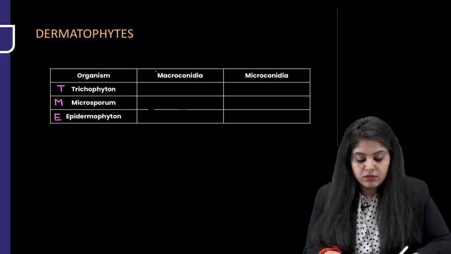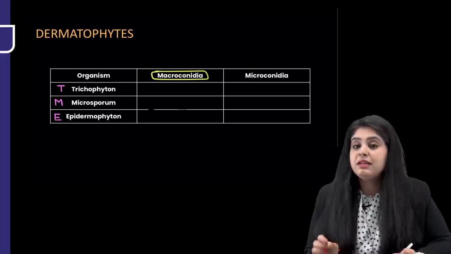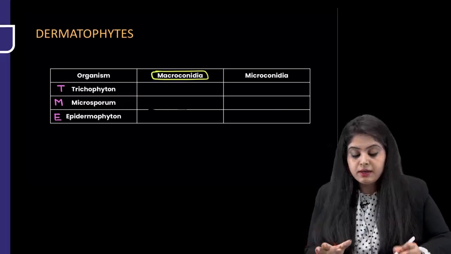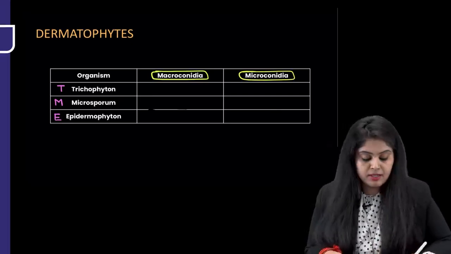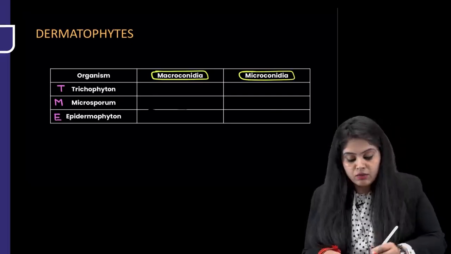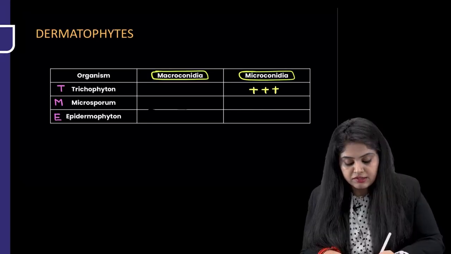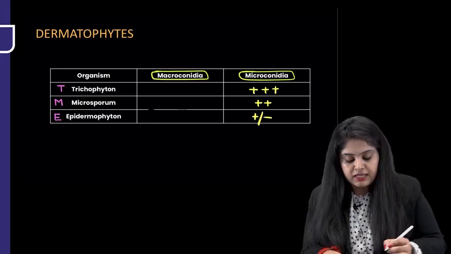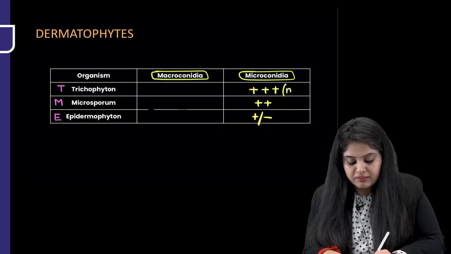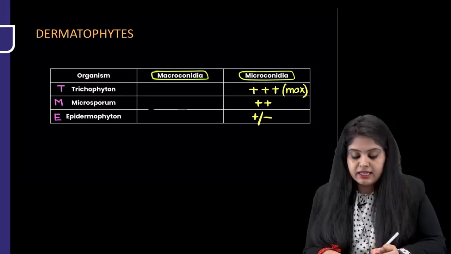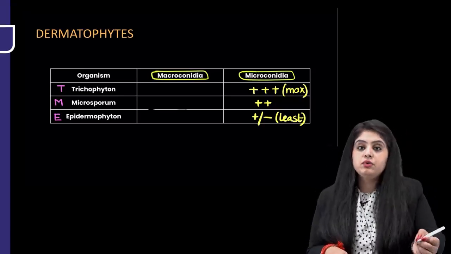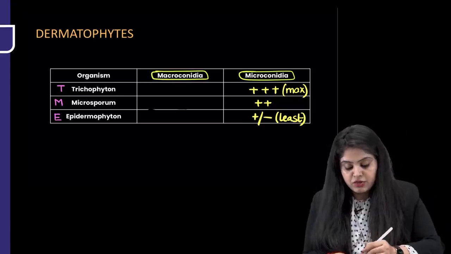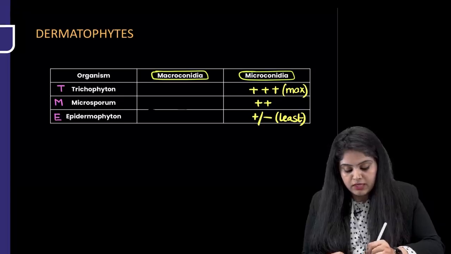Because now I'm going to tell you that to differentiate them, you have some big structures called macroconidia, and then there are some small structures that are referred to as microconidia. Please remember, the microconidia are arranged in a descending order, which means that in Trichophyton you have the maximum microconidia, then a little in Microsporum, and least or absent in Epidermophyton. That is how you learn the microconidia. Okay, first I'll show you a picture. So let's have a look at a picture.